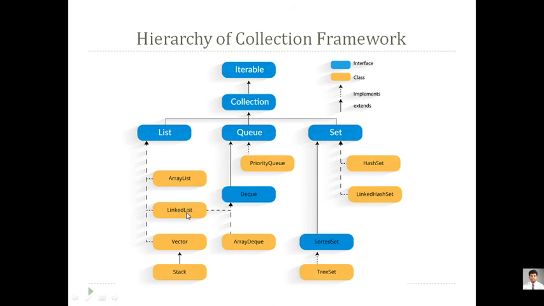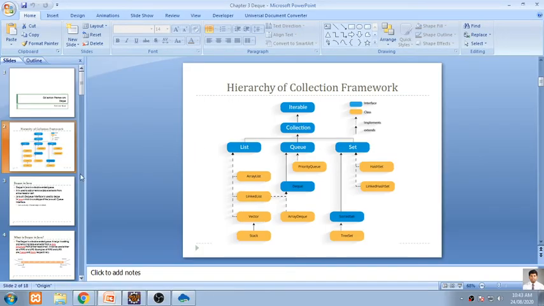So linked list is used for the purpose of creating a queue also. Linked list is used for the purpose of creating a double-ended queue also. Linked list is also used for list also. So linked list is a very complete, big concept. It can be used in a queue also. It can be used in a list also.